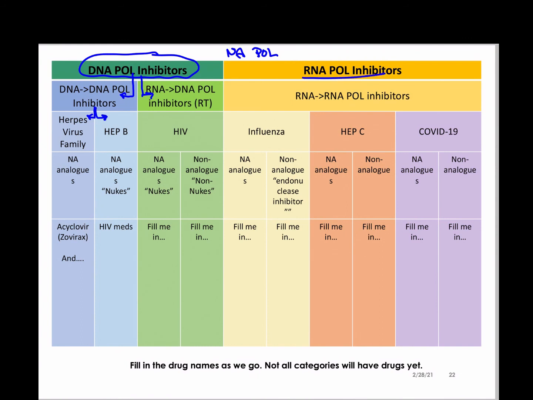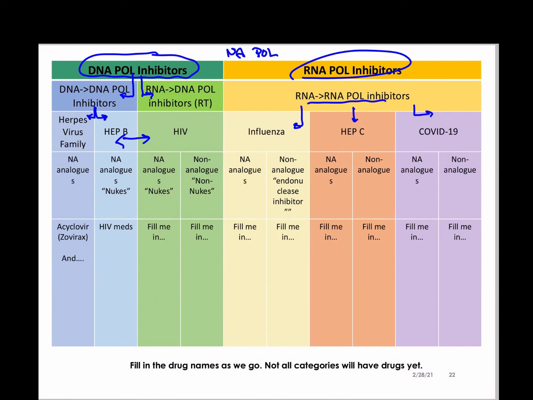And within the RNA viruses, we can use RNA Pol inhibitors, and we could use them for influenza, for Hep C, or for COVID-19 if we get ones that work. There may be some crossover activity in some things like Hep B and HIV, but for most of these, there's enough difference in the structure of the Pol that a lot of these Pol inhibitors are specific to one disease only.